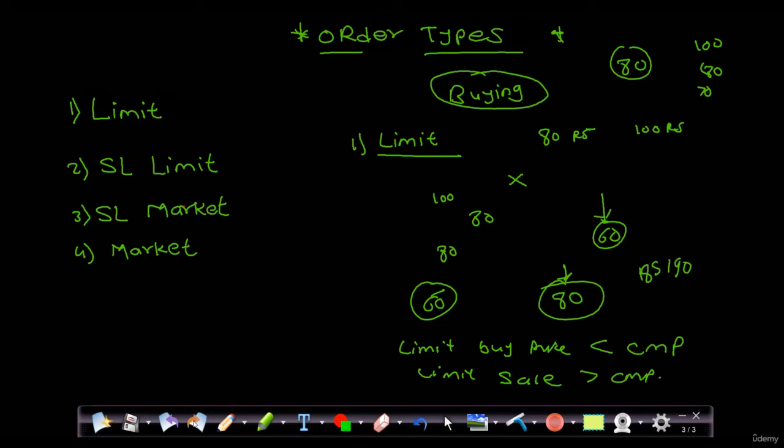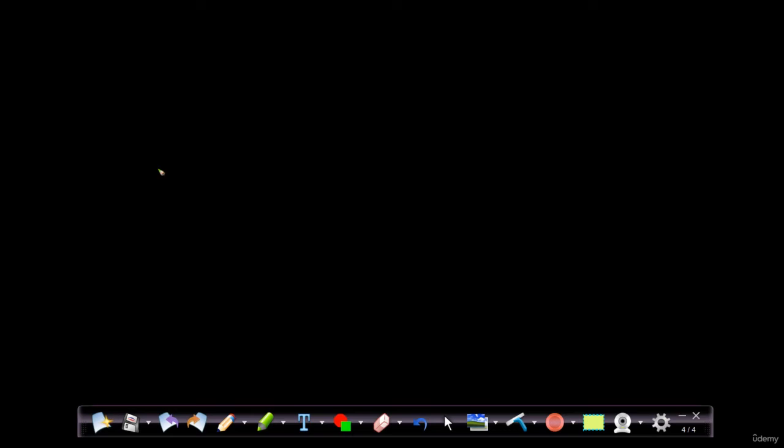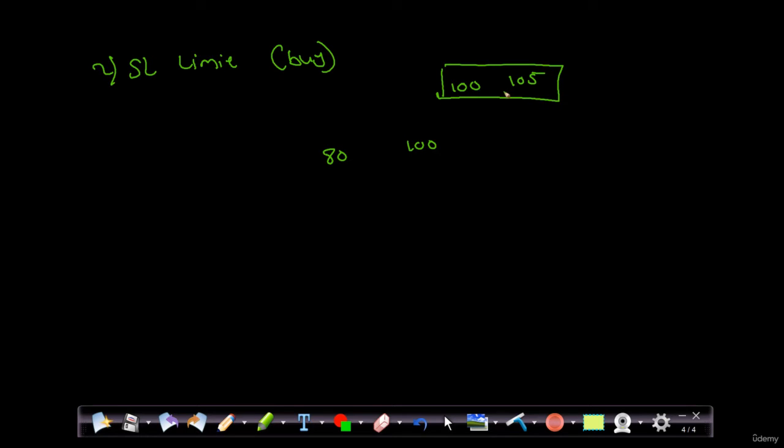Now let's consider the second example, that is the stop loss limit order. What is a stop loss limit order? Suppose the current market price is 80 rupees. Let's consider buying first, and you want to buy at 100 rupees. Then you need to place the order in a range, from 100 to a maximum of 105. This is your expectation on the buying side. More than 105 you don't want to buy, and less than 100 you don't want to buy.